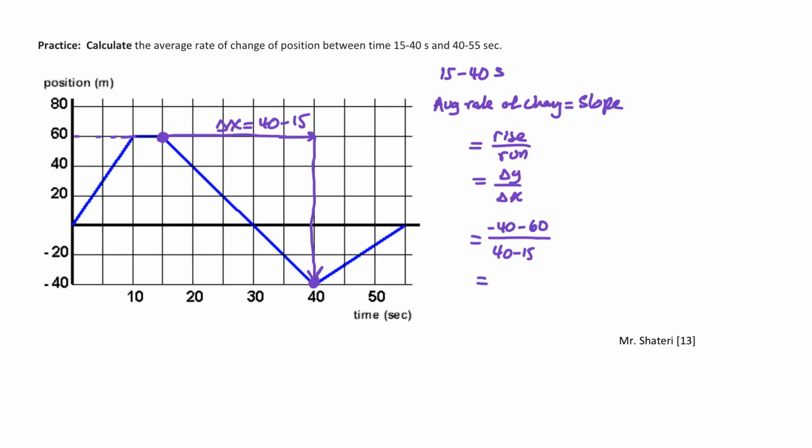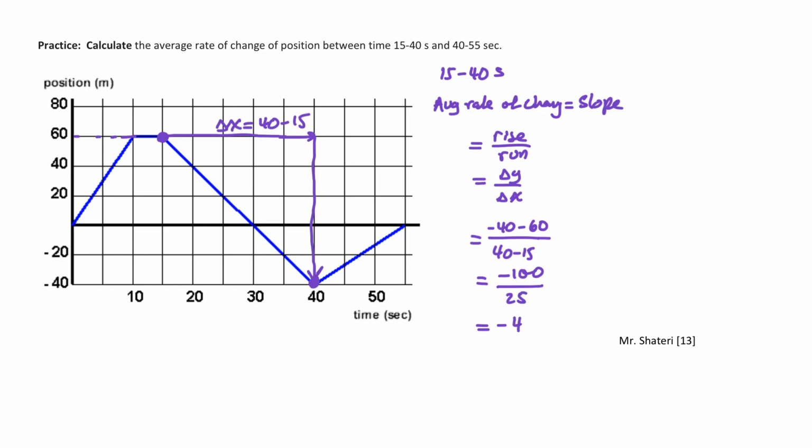Again, you can do it using math by subtracting, but if it's easy enough, you can just count. That's negative 20, 40, 60, 80, 100, and that's same as negative 40 minus 60, and that's negative 100. And 40 minus 15 is 25. And when we do that calculation, we will get negative 4.